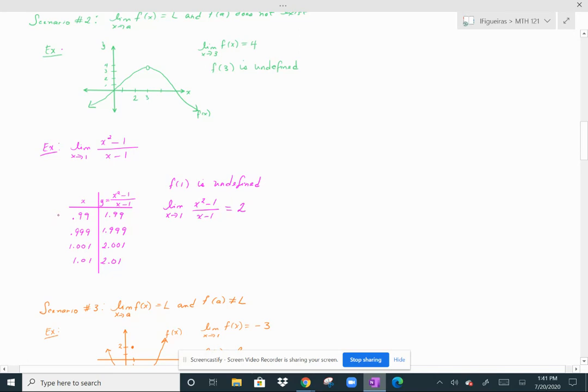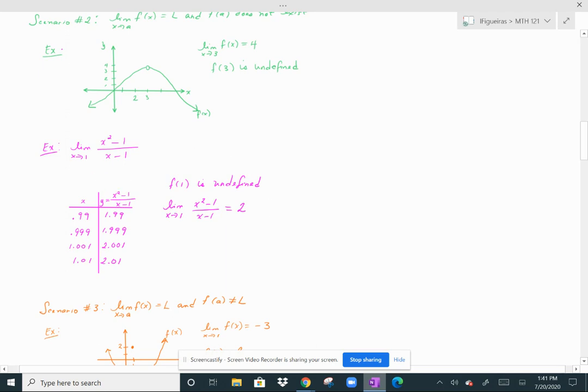So again, here I have a couple of examples. 2 numbers close to 1 that are less than 1, and 2 numbers that are close to 1 but are greater than 1. So this would be the left-hand limit, and this would be the right-hand limit. So if I plug these x values into my function, you get the y values here in this column. And so you can see as you get closer and closer to 1 for x, it looks like your y value is getting closer and closer to 2. So the limit value is 2, although the function is not defined.